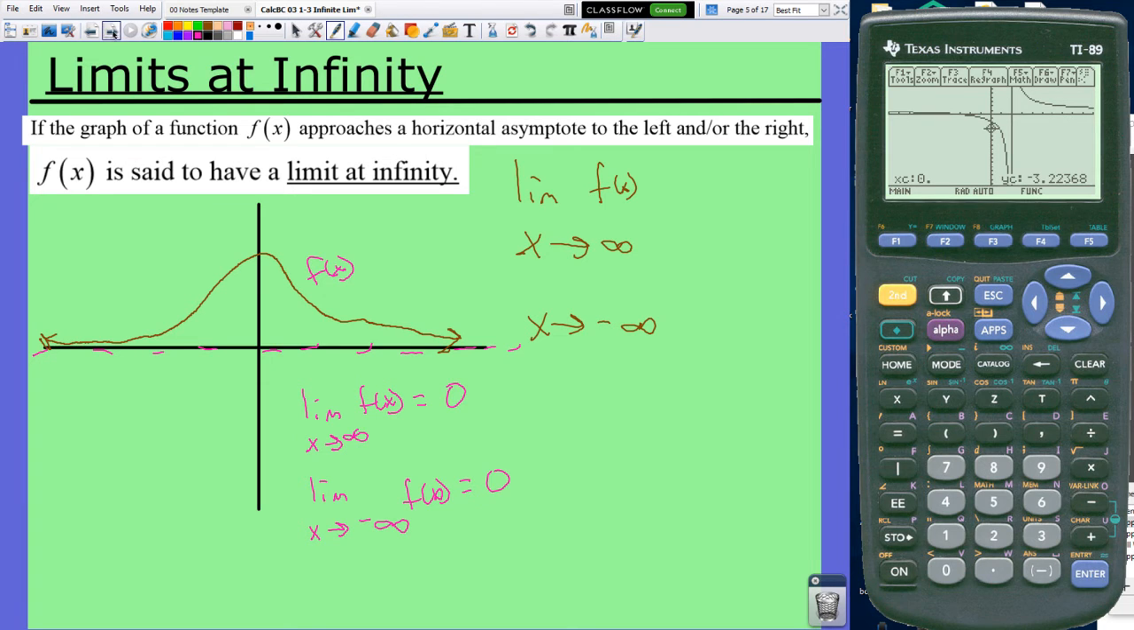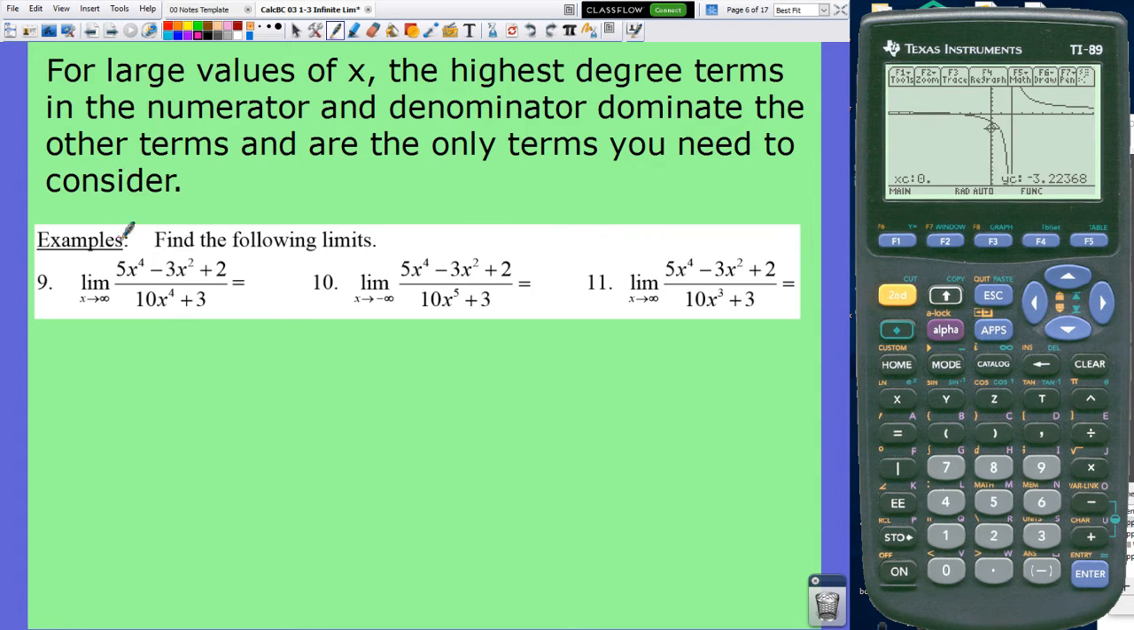How do you figure out what's approaching? Well, let's say we don't have a graph, we just have some functions. So this is a typical situation you'll see. You have polynomial functions. So one shortcut to doing this is, if you're plugging in infinity, and this is understanding infinity math, when you have polynomial functions, only the highest degree terms matter.